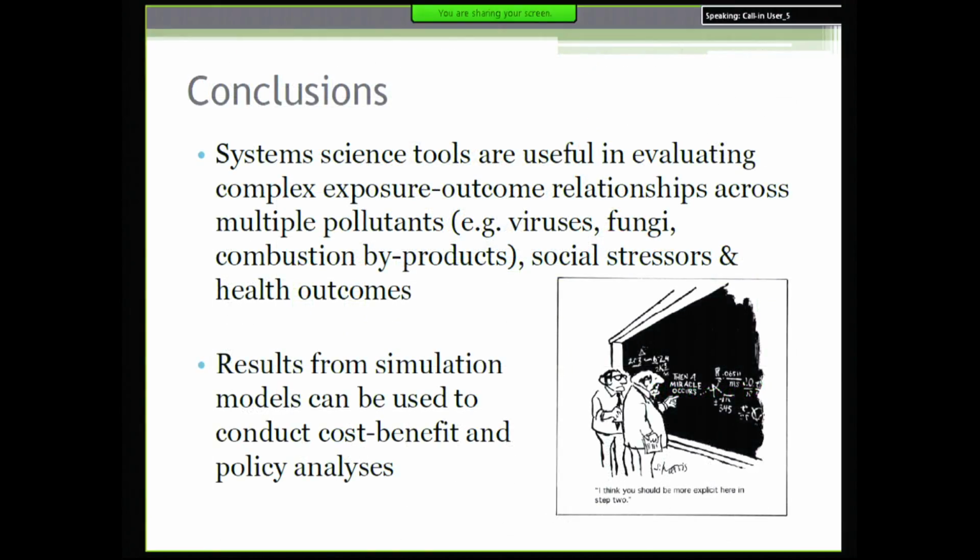So in conclusion, I hope that you saw that system science tools are useful in evaluating these complex exposure outcome relationships across all different kinds of pollutants. So you can use it for viruses, fungi, combustion byproducts, bacteria. You can include social stressors in all different kinds of health outcomes as long as you have all the linkages in place, and you can do these cost-benefit and policy analyses.